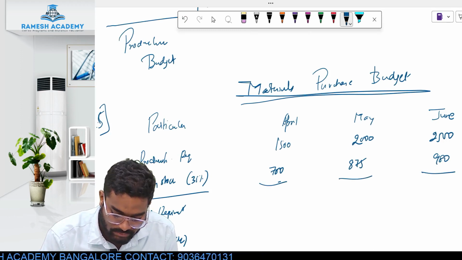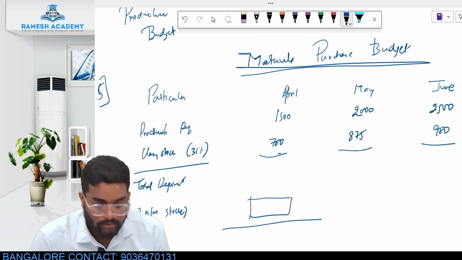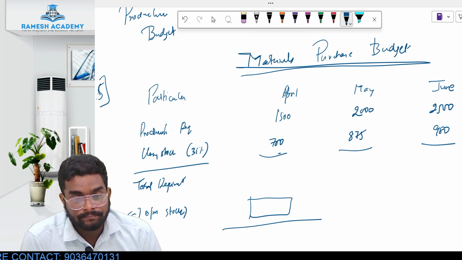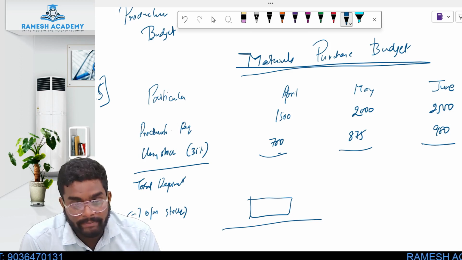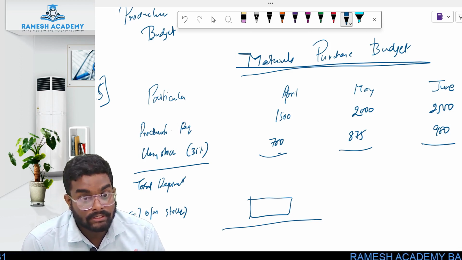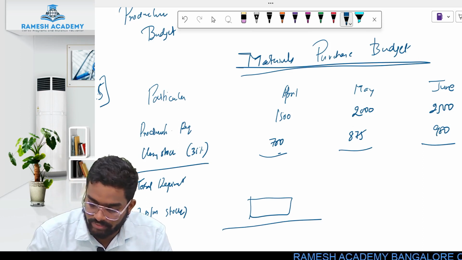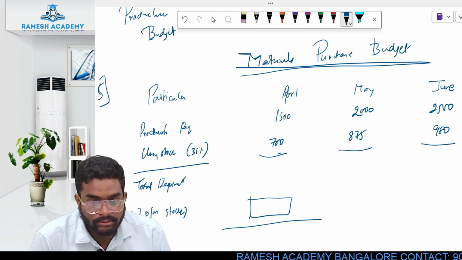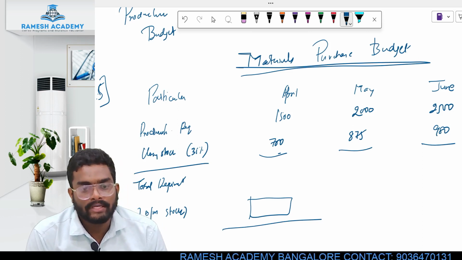But there is one catch here. How will you calculate the opening stock? So opening stock will be the closing stock of last month. You understand the concept? So the opening stock of the current month will be the closing stock of last month. So what is the closing stock of last month? 35% of next month sales. What was the next month sales? 1500. So the opening stock of April will be the closing stock of March.